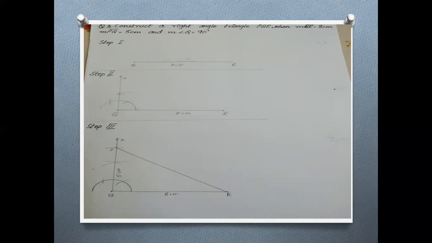Open your compass 5 centimeter, put your compass on point Q and cut the angle of 90 degree, which cuts the ray QX at point P. Join P with R with the help of scale. Now PQR is our required right angle triangle.